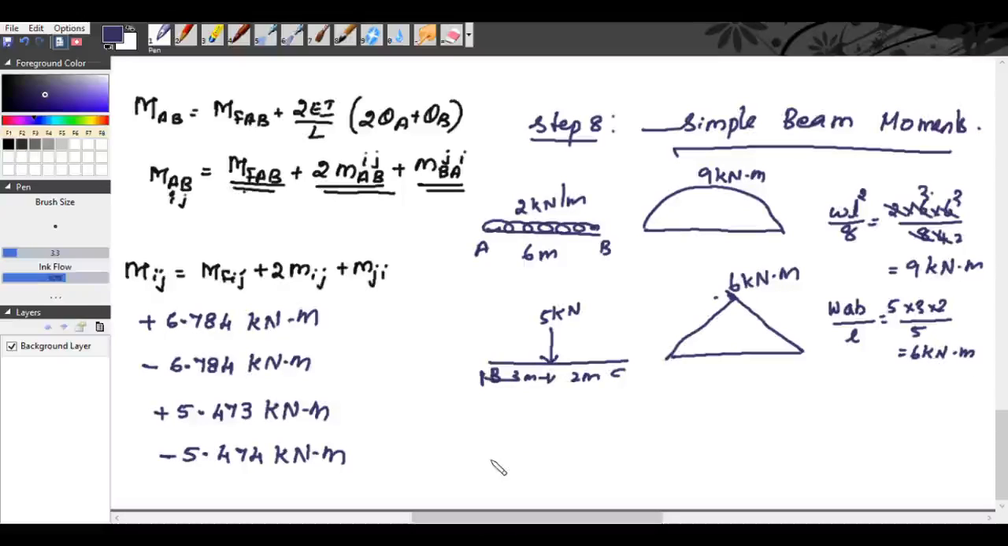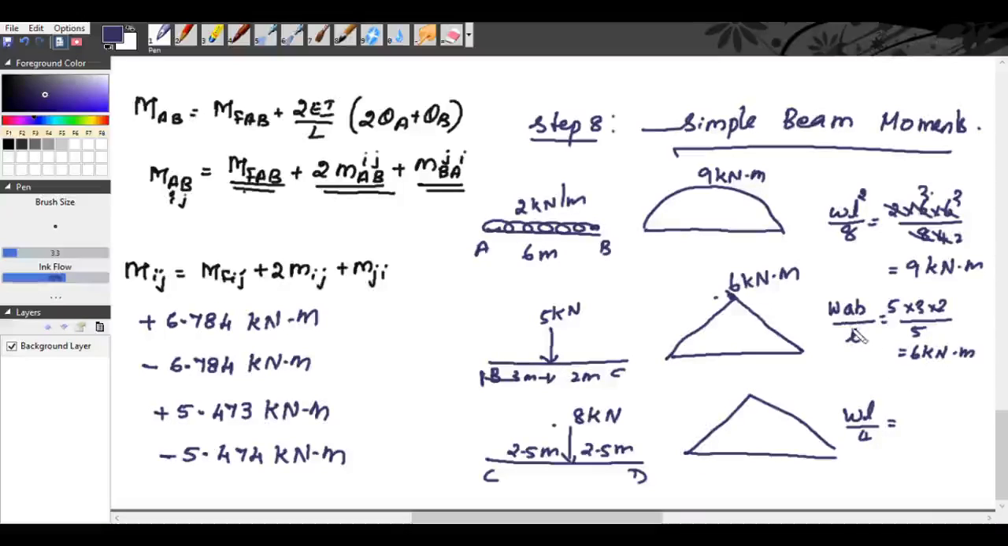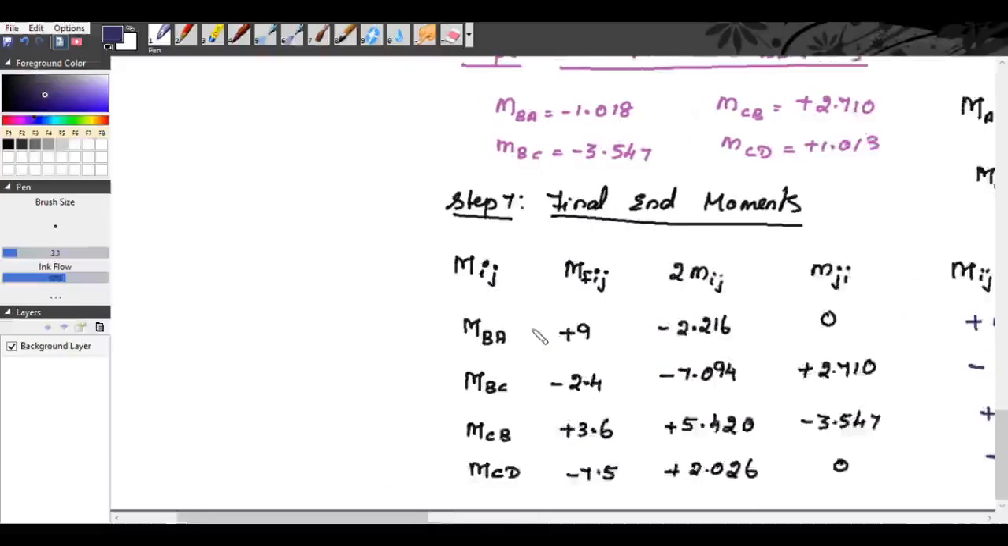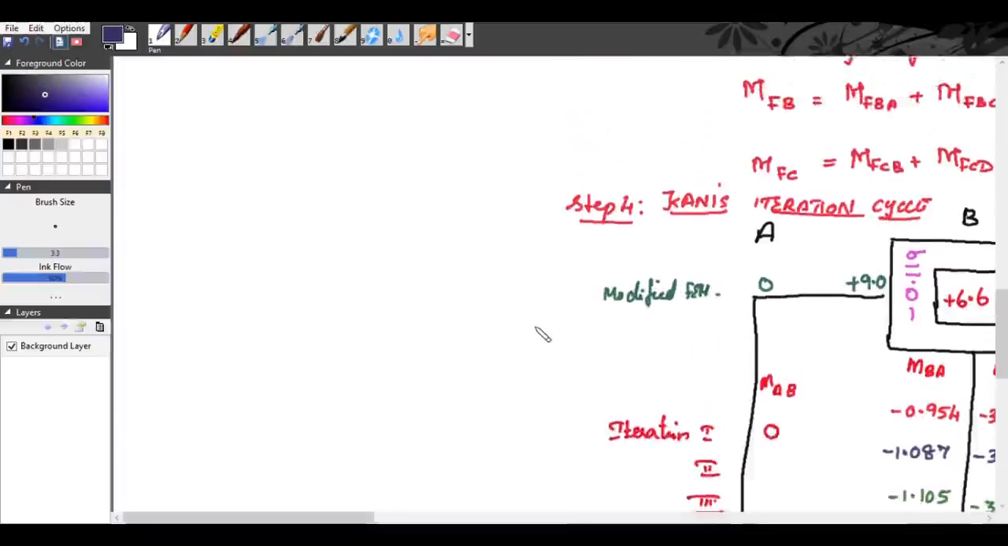And for span CD, our simple beam moment: the maximum will be where the concentrated load is acting, 8 kilonewton load at 2.5 meter from C and 2.5 meter from D, Wab by L. Substitute a equal to L by 2, b equal to L by 2. So we get WL by 4, 8 into 5 divided by 4. We get 10 kilonewton meter. And then we will mark the final end moments.